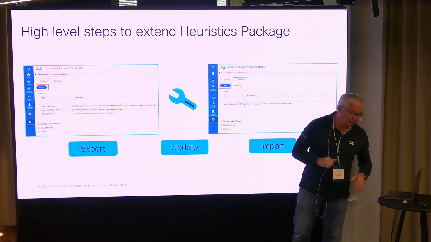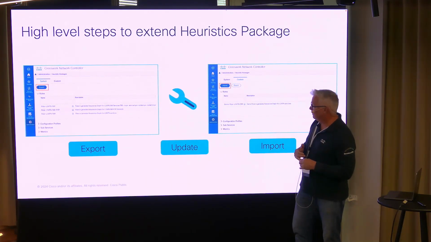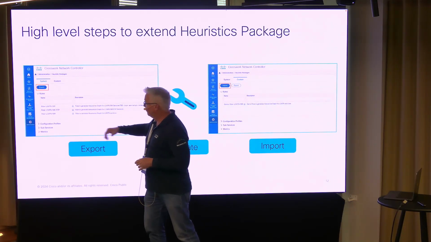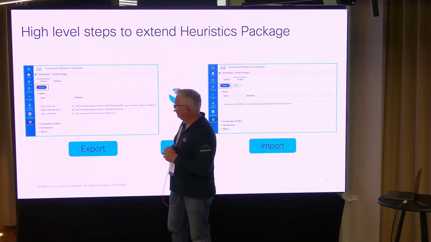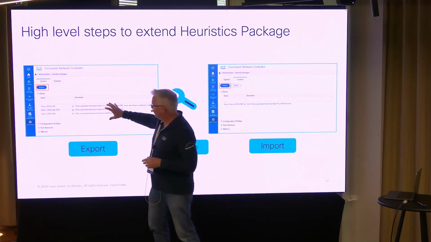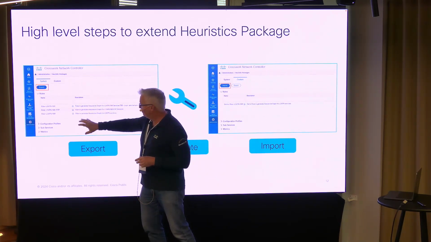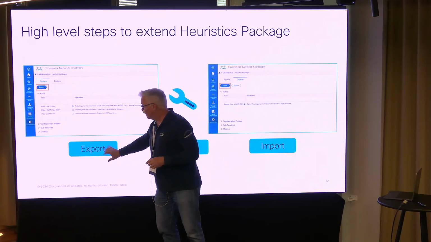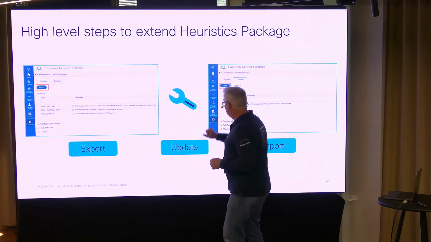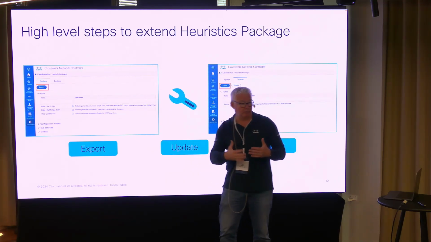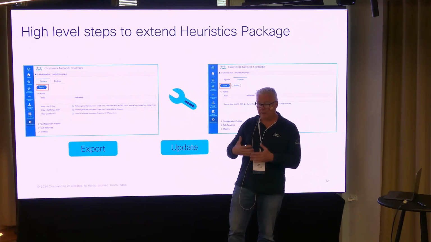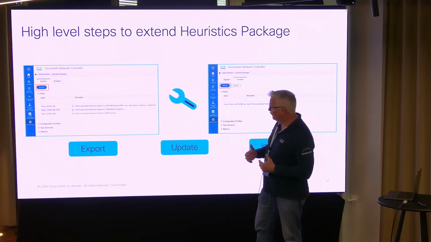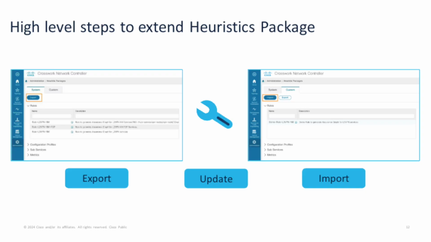The way you do it, you have access from the CNC interface. You can find all the heuristic packages. You can see that a heuristic package will have rules, profiles, sub-services, and so on. You can export it. You can update it. Once again, you can put your own information into it and complete the heuristic package, and then re-import it.